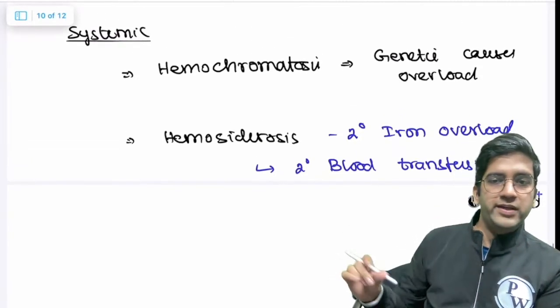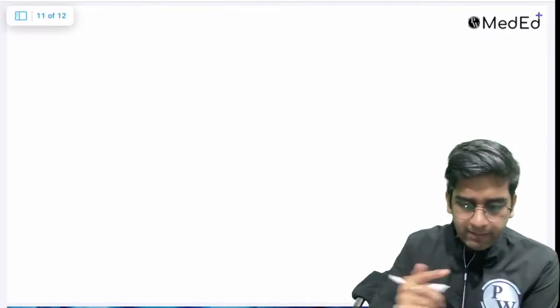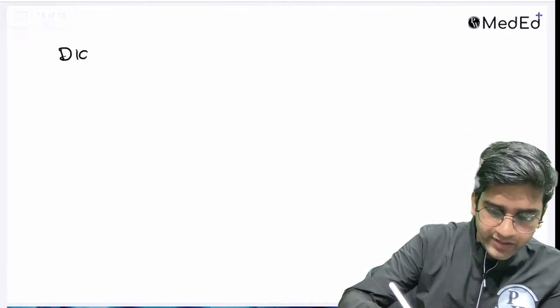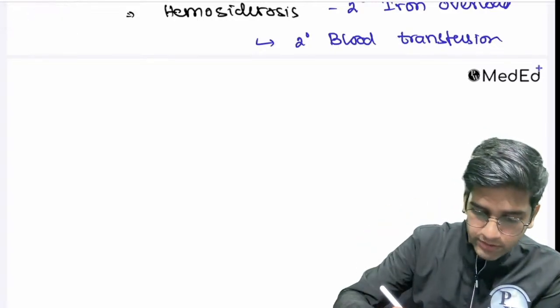Okay, so these are two places where I can have a systemic iron overload, right? Now we saw quite a few pigments. My main goal and your main goal always is only about diagnosis. Before going to that, I'll add one more pigment which is not there in Robbins, copper.